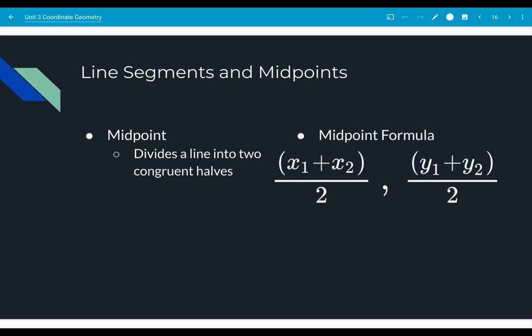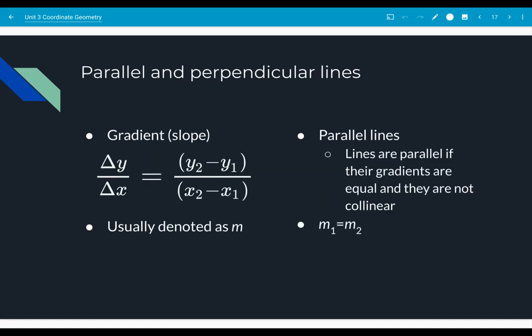Next, we have the midpoint formula. We've talked about this a little already. Remember, the midpoint formula divides a line into 2 congruent, meaning 2 equal halves, and it's an average. So you take your 2 coordinates, you add them up, you divide them by 2. So that's your midpoint formula. The midpoint formula and the distance formula are not given to you on your formula sheet, so they're going to be things that you're going to want to memorize.